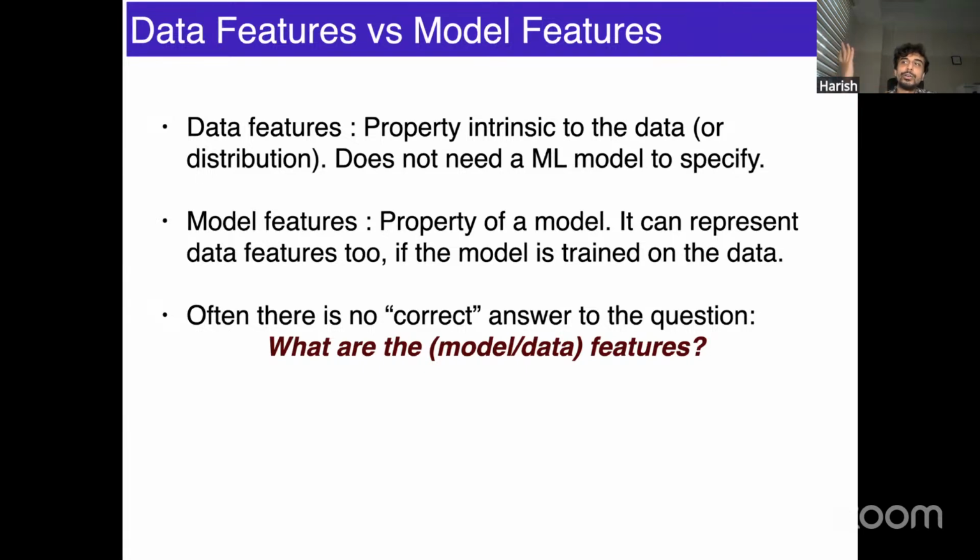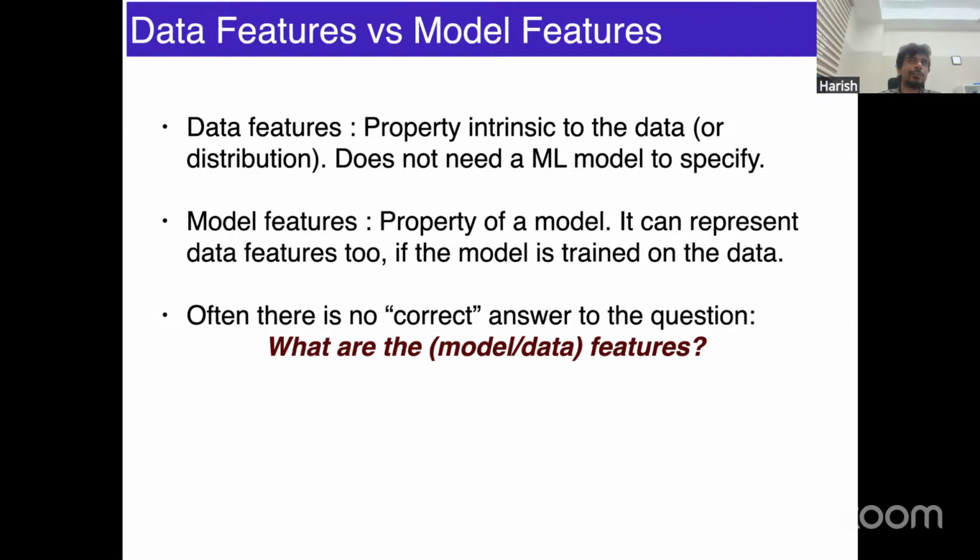So let's say you have images and you are trying to, let's say, distinguish between cats and dogs, right? Whether there is a pointy ear or not is a property of the data. It's not really a property of the model, right? So whether an image has pointy ears or not is a property intrinsic to the data, and regardless of whether you have an ML model trained on it or not, it exists, right? So that's an example of a data feature.